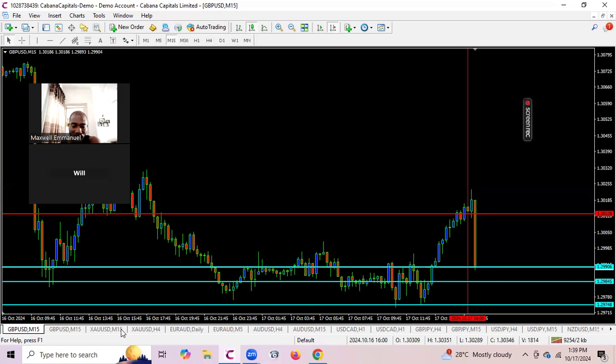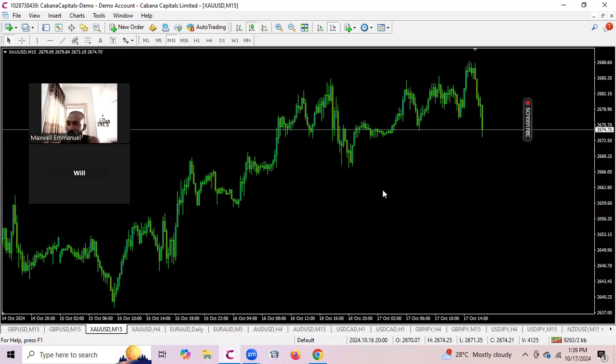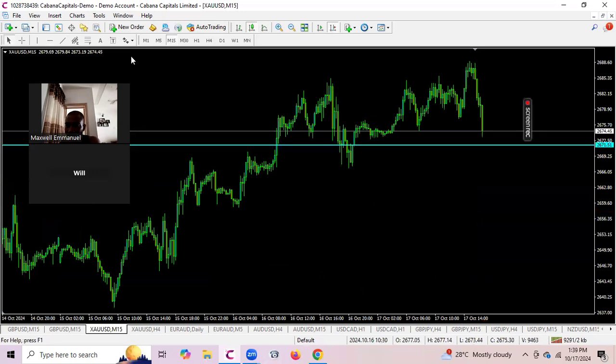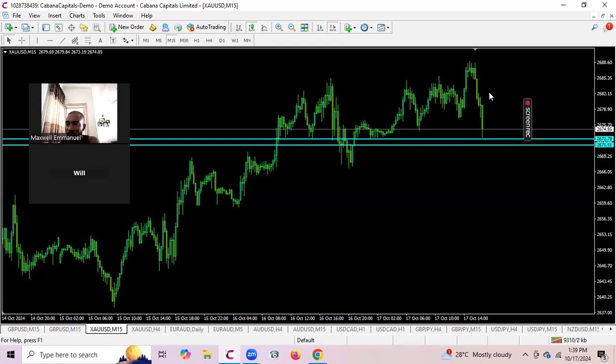Let's see gold. I believe gold has a fair value gap that needs to be filled. We have a fair value gap here on gold that was created yesterday. Gold is likely going to come and fill this gap before going bullish. So I would be considering buying gold.